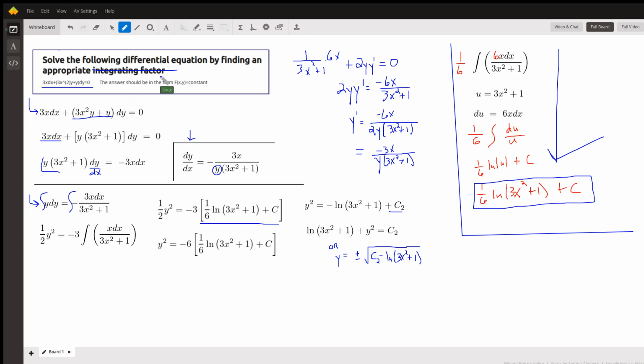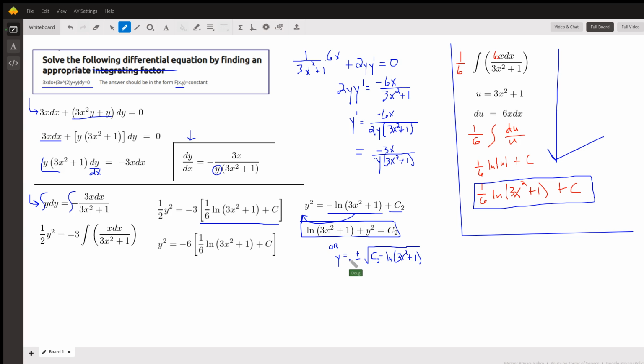According to this problem, you want it to be f of x comma y equals a constant, so I just pictured transposing this to the left, and there's what I get. If you did actually want to solve for y, you could subtract, put it back the way it was and take the square root of both sides.